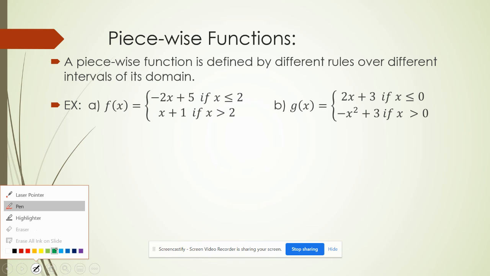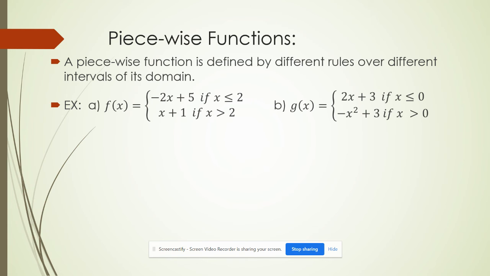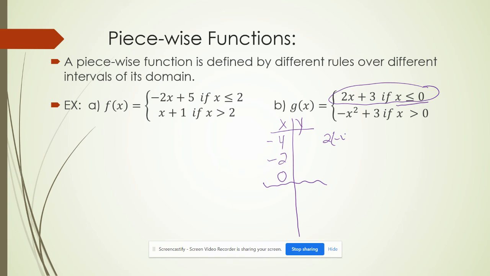Let's take a look at the second rule. Second example. We have less than or equal to 0. And so I'll do that in purple. So let's do -4, -2, and 0. And the rule for that is 2x plus 3. So 2 times -4 plus 3 is -5. 2 times -2 plus 3 is -1. And 2 times 0 plus 3 is 3.